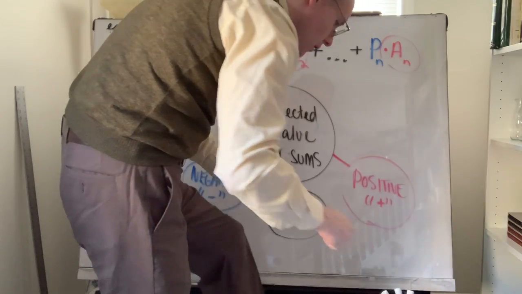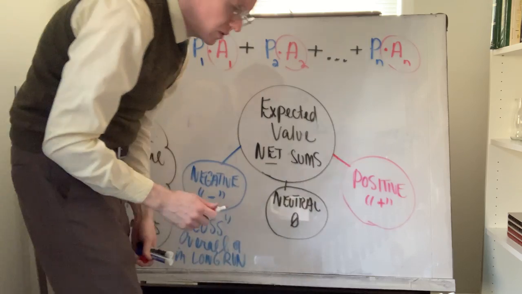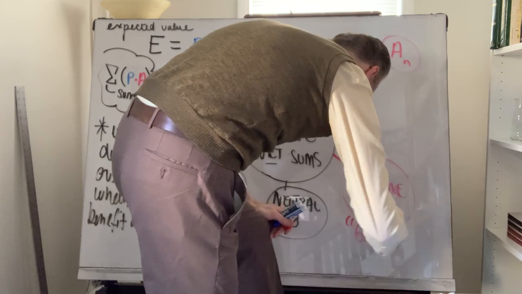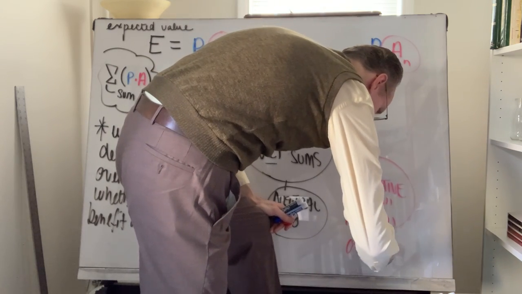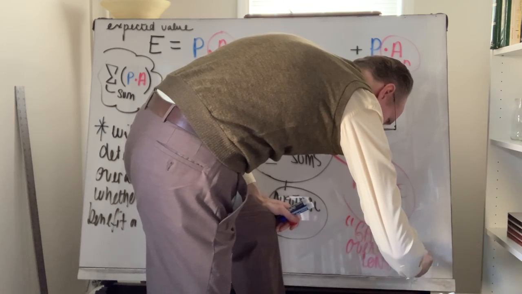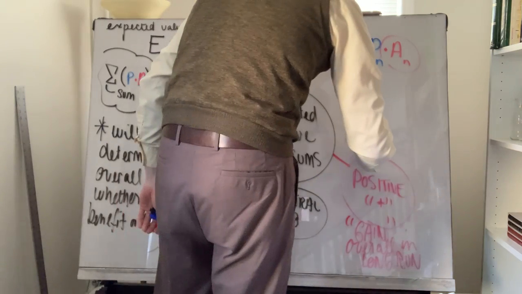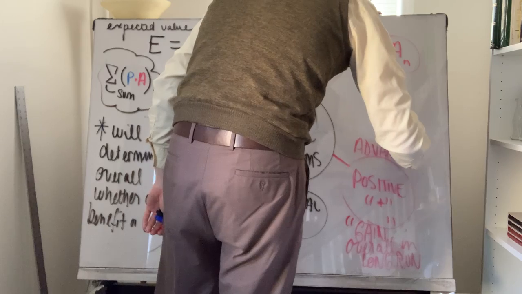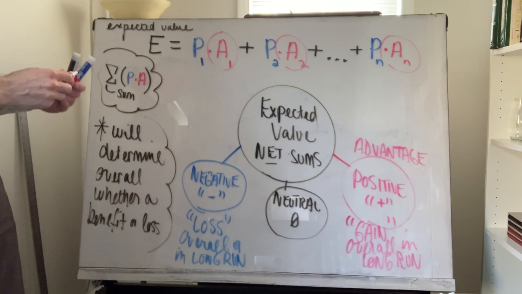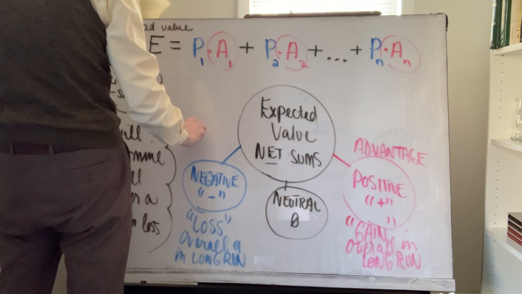Right. If your outcome, your sum, is basically a positive overall, then you would define that as being a gain overall or in the long run. And then it would be to one's advantage to engage in this game or experiments or what have you versus a disadvantage. There's another two phrases you would see.